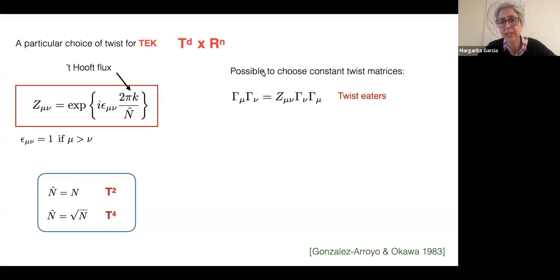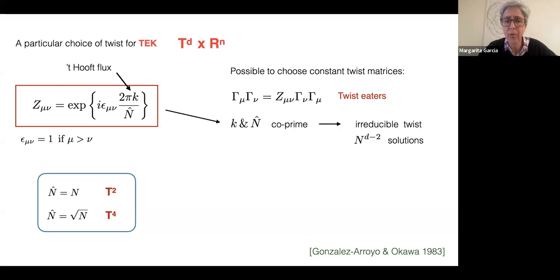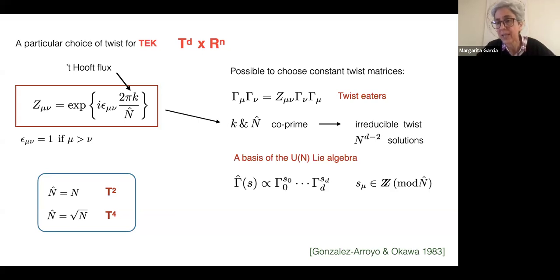And for this type of twists, it is possible to choose the twist matrices to be constant and satisfy this relation. And moreover, whenever these two numbers, k and n hat, are coprime, this set of twists are what are called irreducible twists, that are characterized by the fact that the only matrices that commute with all the gamma mu's are proportional to the identity matrix. So in that case, multiplying the gamma mu's, one can generate by multiplication a basis of the Lie algebra of U(N) in this way. And N squared minus one of these matrices are traceless. So one can use these matrices as a basis for the Lie algebra of the group.